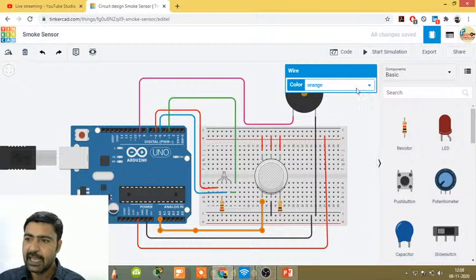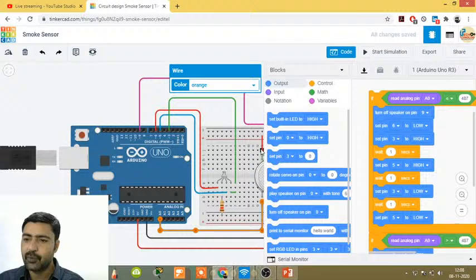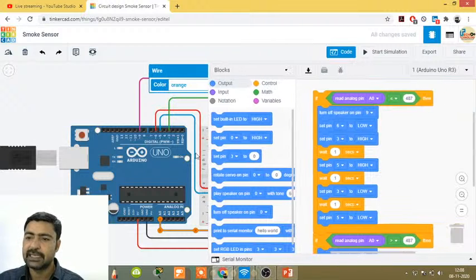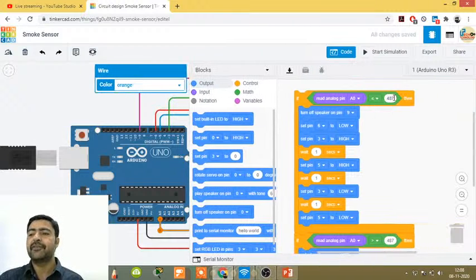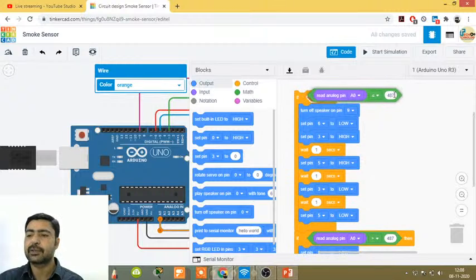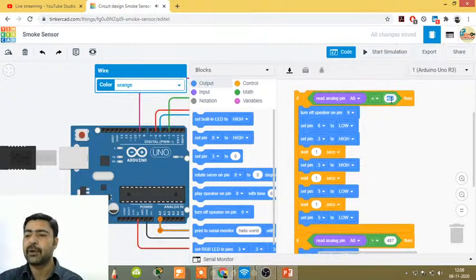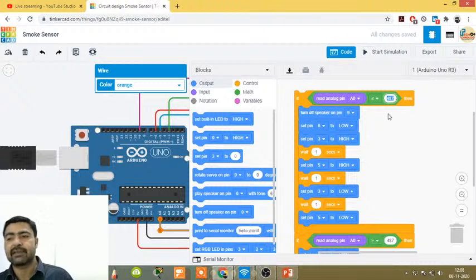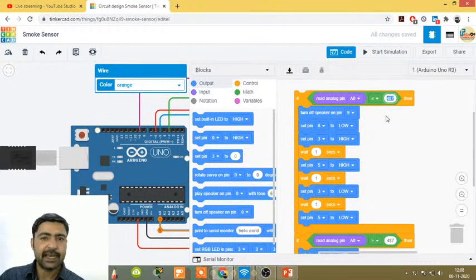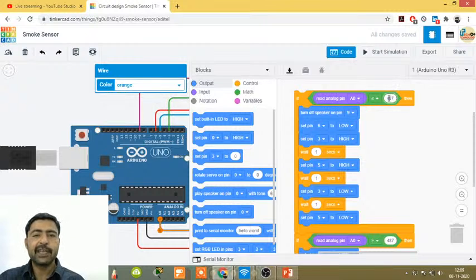And when we look at the code, we are actually measuring the analog value, and we have fixed a particular value, 487. If the analog sensor is measuring below or equal to 487, then we need to keep the speaker off, which is connected to pin number 9. So we'll turn off the speaker.